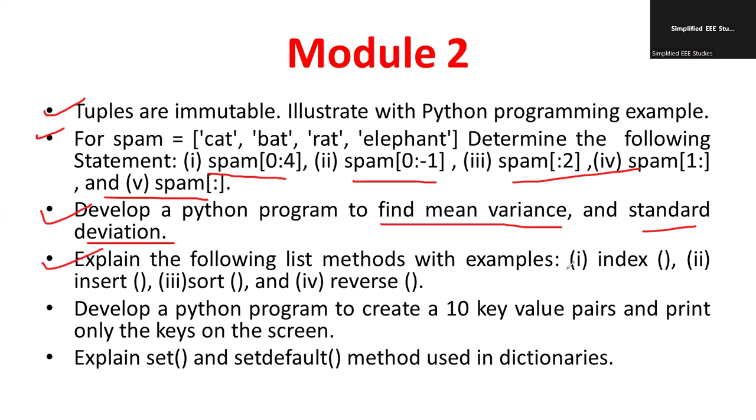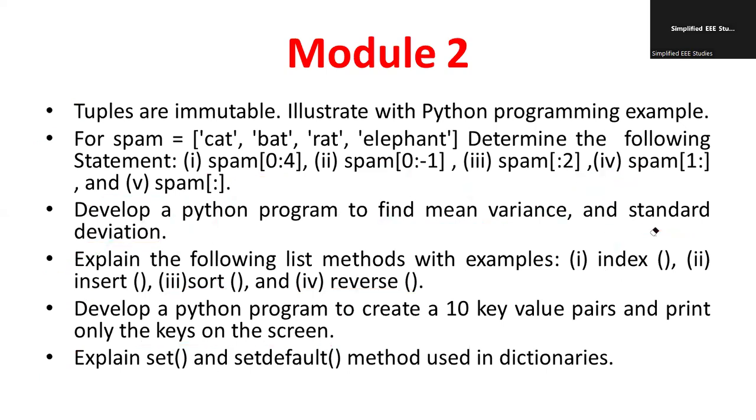Explain the following list methods such as index, insert, sorting, reverse, etc. Develop the Python program to create 10 key-value pairs and print only the keys on the screen. It is a programming question related to dictionary. It can be expected in the examination. Explain the set and setdefault methods which are used in the dictionary. That is also quite simple. So these are the important questions which are applicable for dictionary, tuple, list, etc.